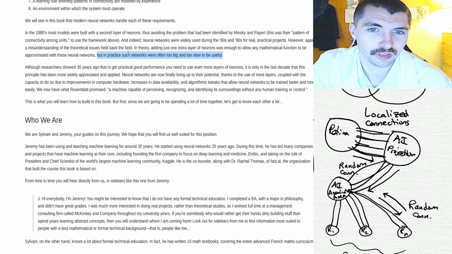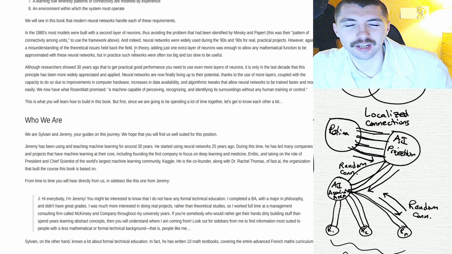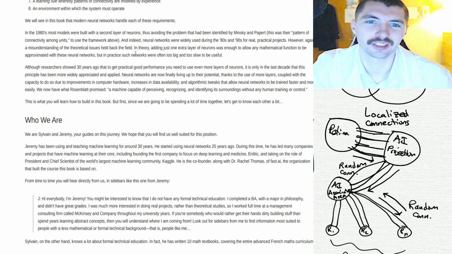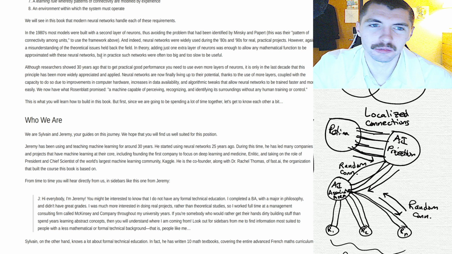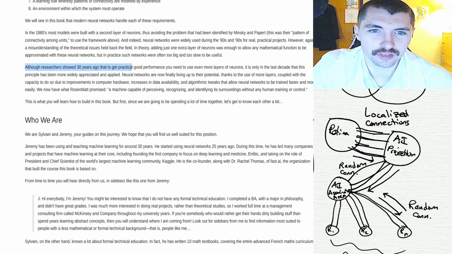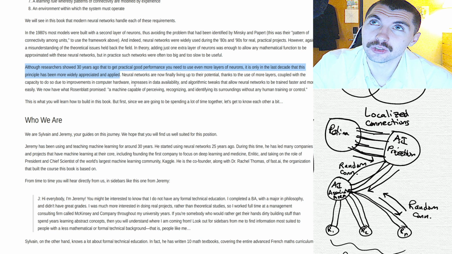So just the actual amount of computation was also a critical factor. Even if they had the theory, there would still be the computation speed problem. All the research showed 30 years ago that to get practical good performance, the trend has been that they started with this one layer.